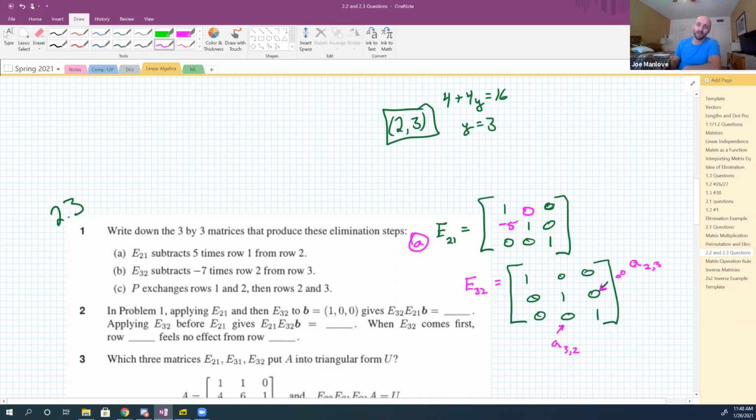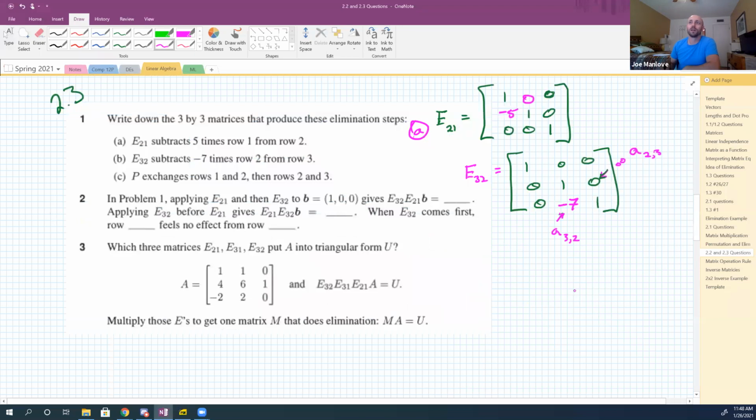Okay. All right. So if I'm going to mess with these two, I'm going to try my -7. I'm going to try that out in the spot down here, and then I'm just going to test to see if it works. All right, so I'm going to take my E32 matrix, and I'm going to multiply it by a vector x just to check.